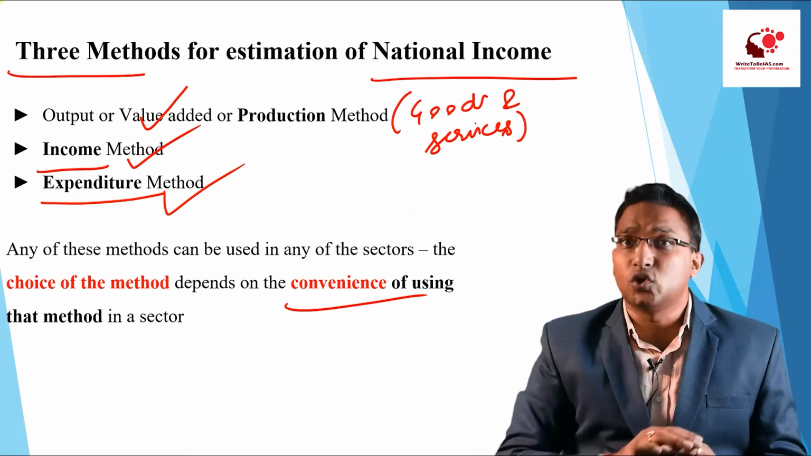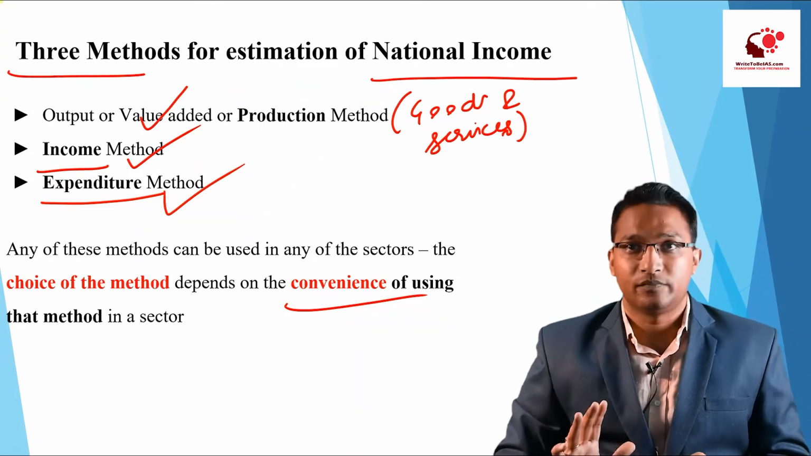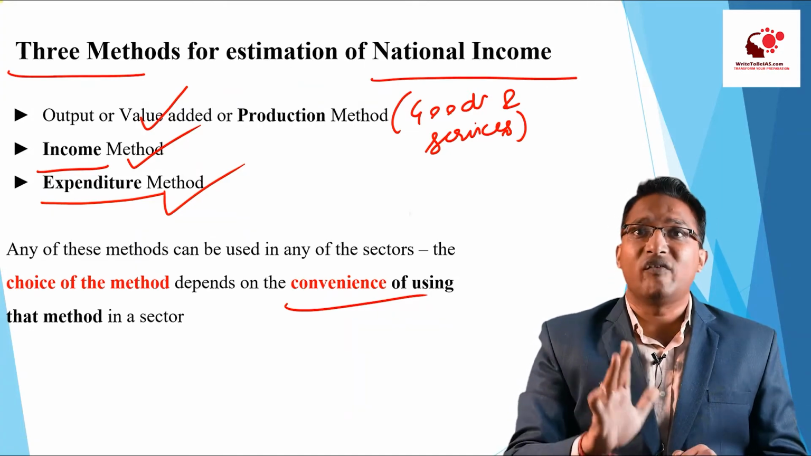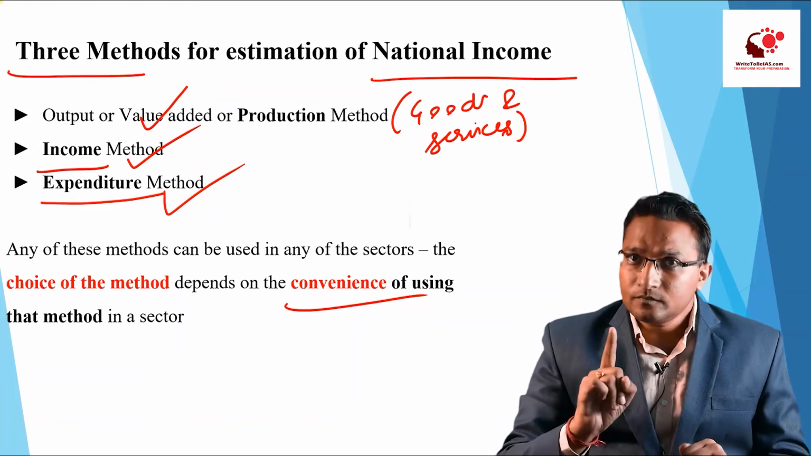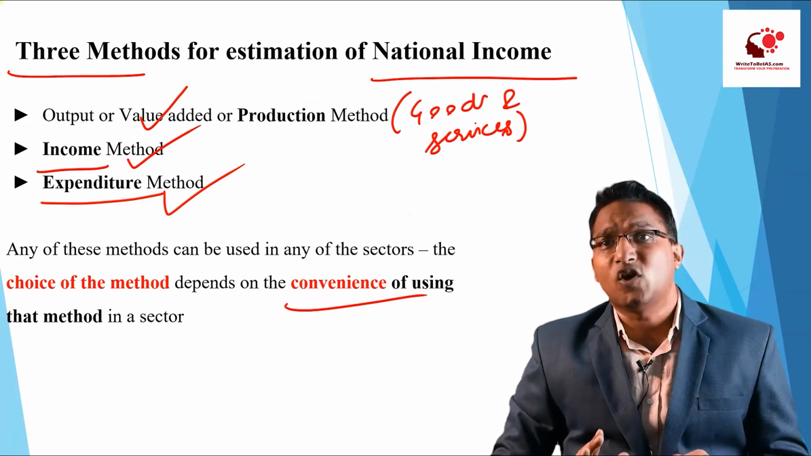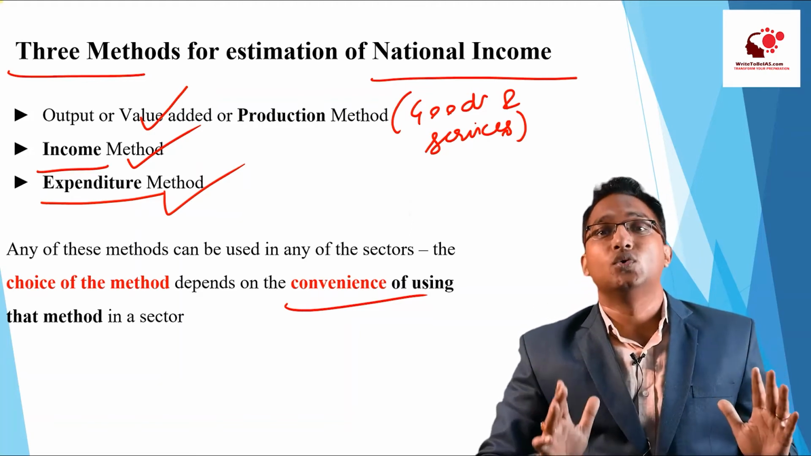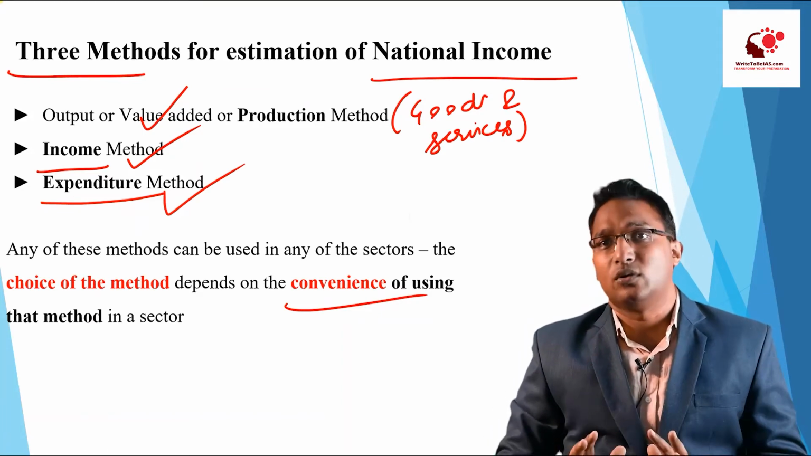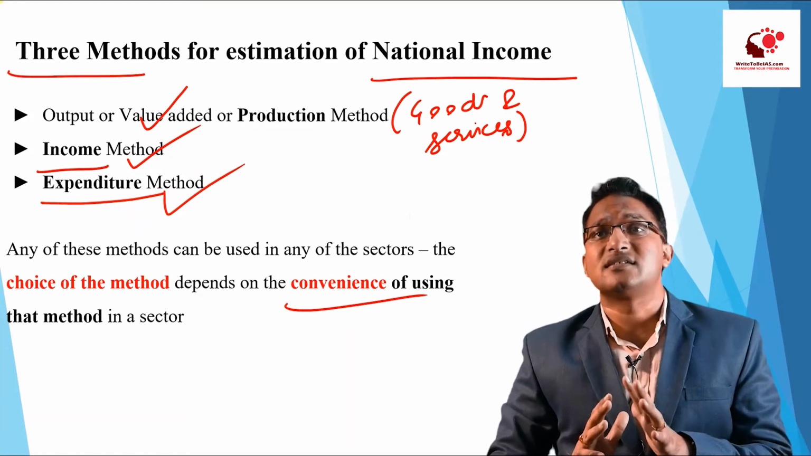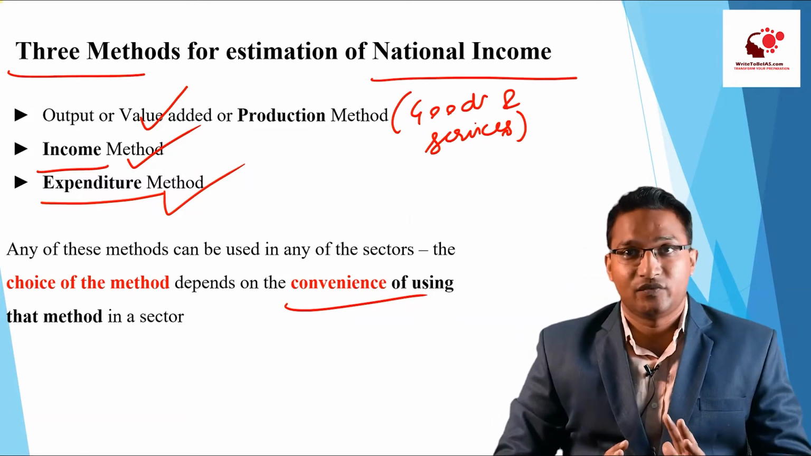However, which method to use will depend upon which data I can provide to you. If I can provide you the data of expenditure, then you can calculate my income by the expenditure method. If I can provide you data of my income, you can calculate by that method. Or if I can tell you the value of my activities, then you can calculate by that also. So that choice is with the person who is calculating, right?